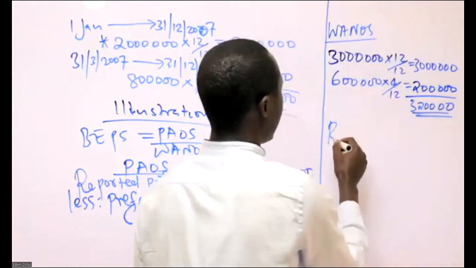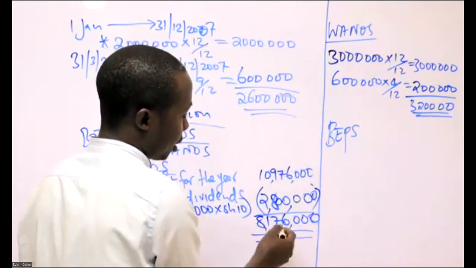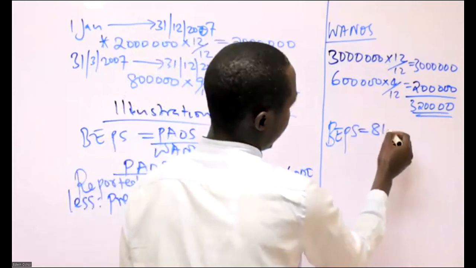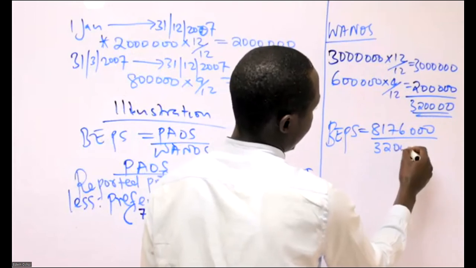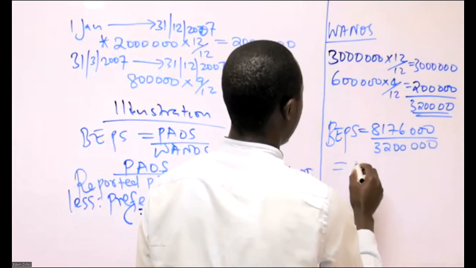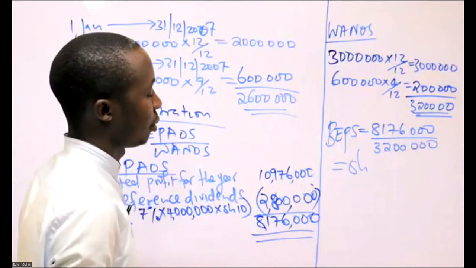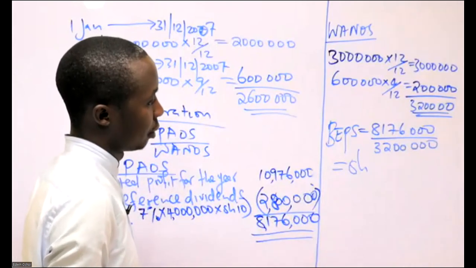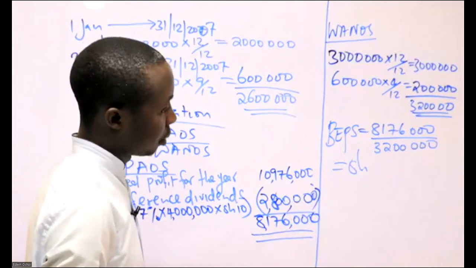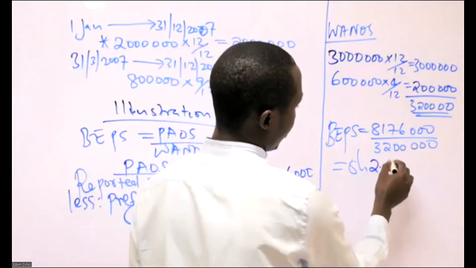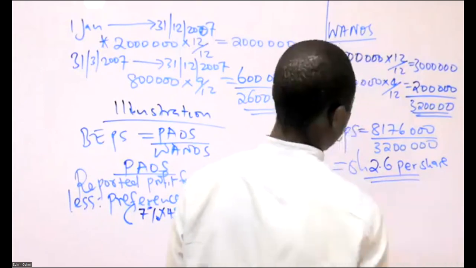So then now you say basic EPS will be, the PAUS already we have it, 176,000, you divide with the 3.2 million. So it would be shillings what per share? 176 divided by 3,200 is 2.6. So shillings 2.6 per share.